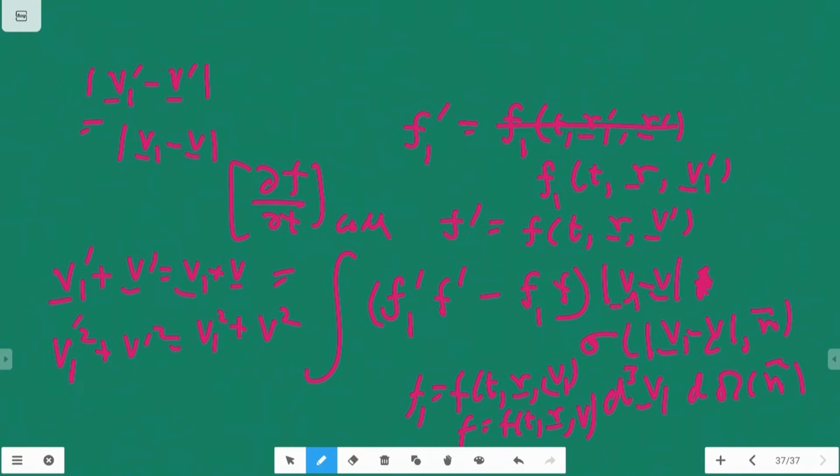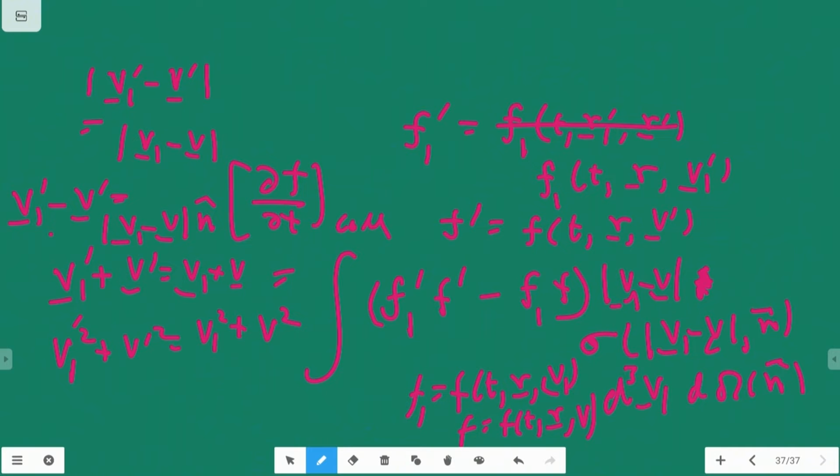So, the final relative direction after scattering can be written as mod v1 minus v times some direction of scattering n relative to the initial direction. V1 prime minus v prime can be written as mod v1 minus v into n. So, if you substitute this equation into this equation, you can express v1 prime and v prime in terms of v1, v and n cap, and so when you integrate over n, this becomes a consistent equation.